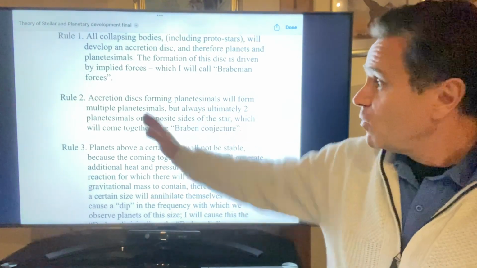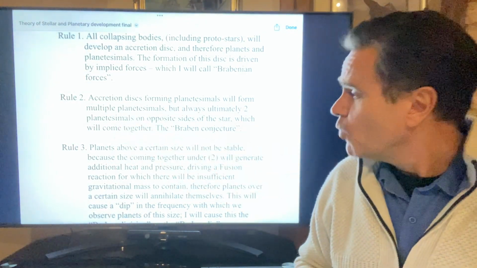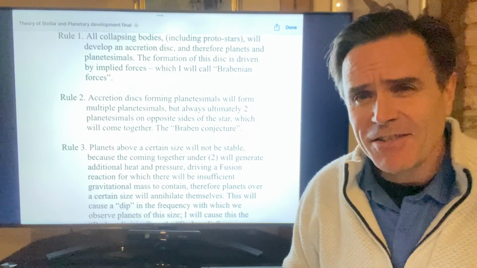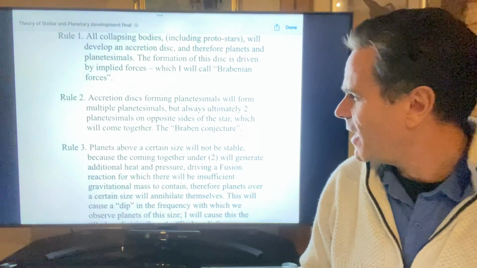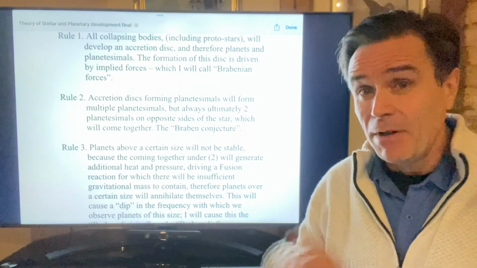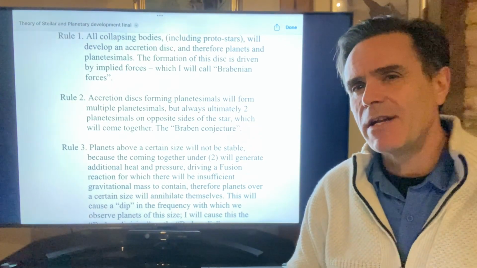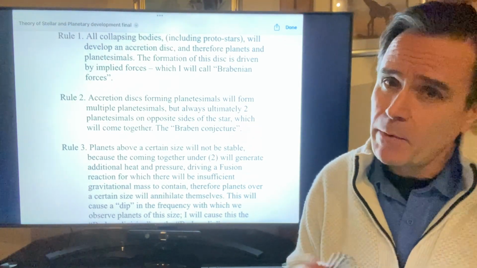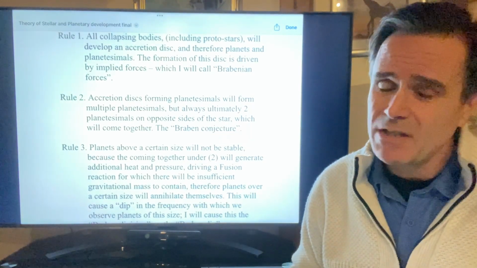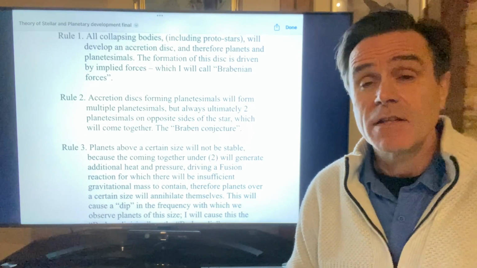And then you move on to rule 2. I'm getting ahead of myself. Rule 2 explains quite a lot. Rule 3 is when it starts to get fun. And what rule 3 says is that planets above a certain size and below a certain size will be much less likely to exist because they will annihilate themselves. And the planet Peter, which I estimate will have been about 3 or 4 times the mass of Jupiter, but I do need more data to accurately come up with that mass.